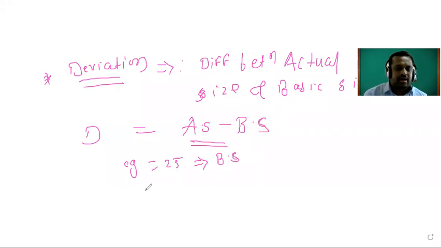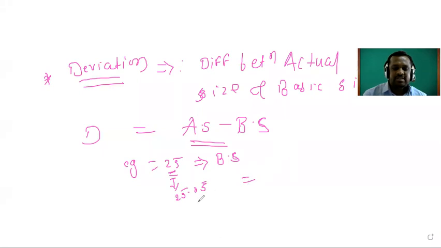Okay, and suppose during the manufacturing we know that it is not possible to produce that exact size. After the manufacturing, that basic size will vary, and the actual size will be like this: 25.05. Then how to calculate it?